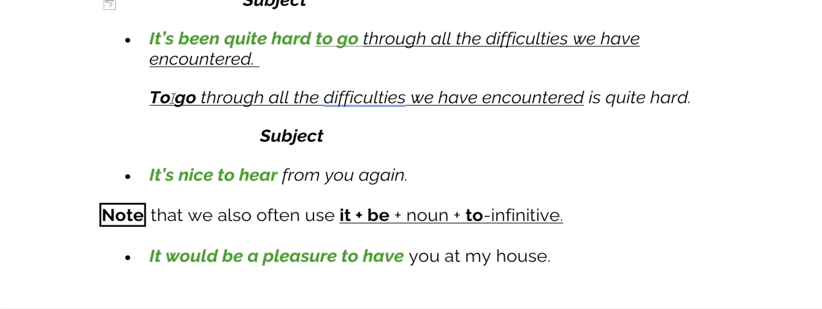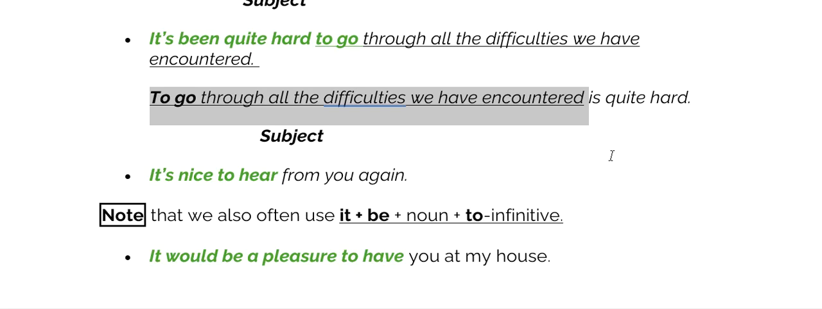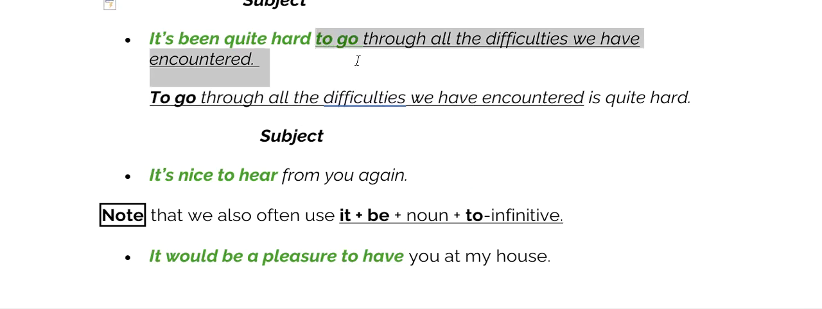It is very strange to start my sentence with a very long subject. To go through all the difficulties we have encountered is quite hard. So the whole subject is very long: to go through all the difficulties we have encountered. Instead, I put it at the end position and start my sentence with the preparatory subject, it. It's been quite hard to go through all the difficulties we have encountered.